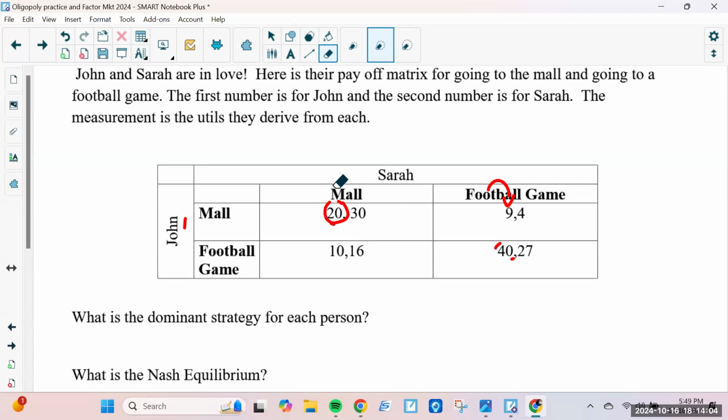He would rather go to the football game if Sarah says, I'm going to the mall. Sarah wants to go to the football game. If John says, hey, I want to go to the mall, then Sarah is going to say, hey, I want to go to the mall too, because 30 is bigger than 4. And if John says, no, I really want to go to the football game, then Sarah is going to say, yeah, I want to go to the football game too, because 27 is bigger than 16.